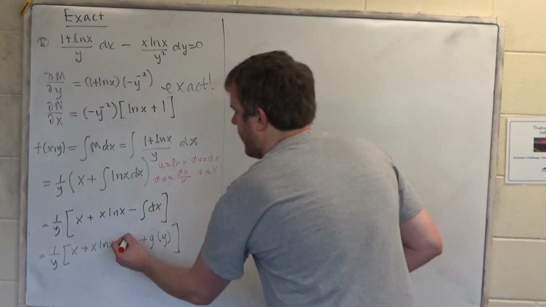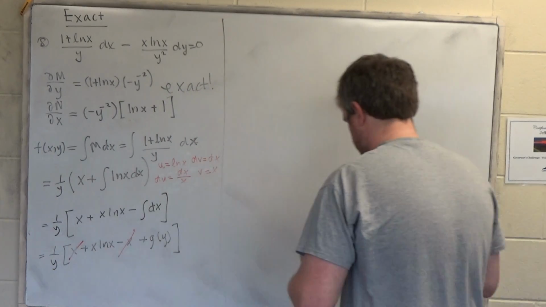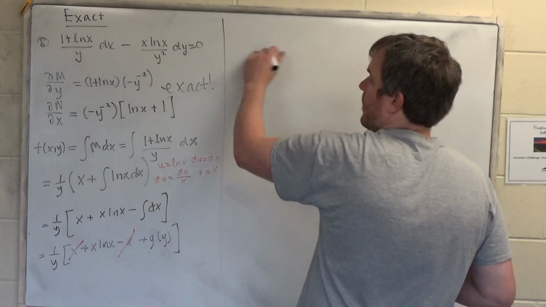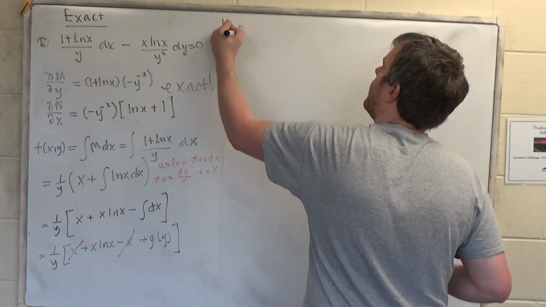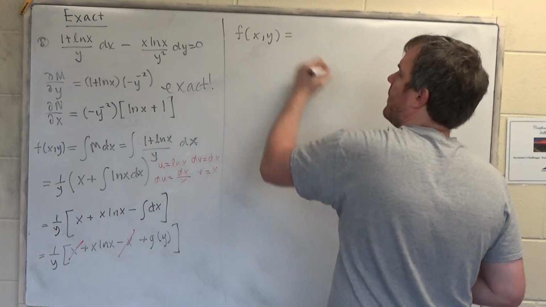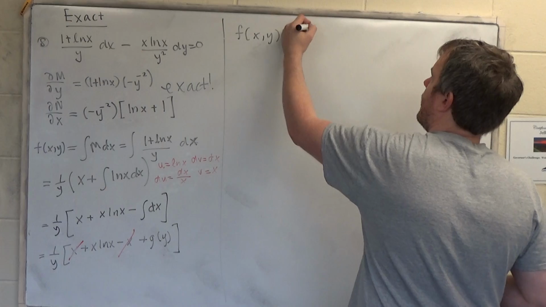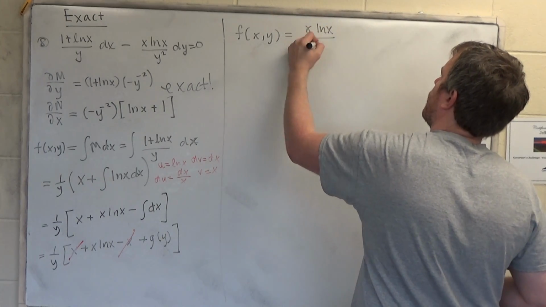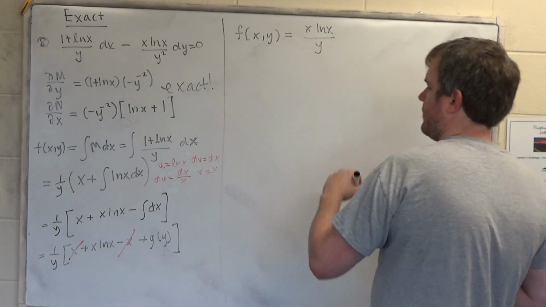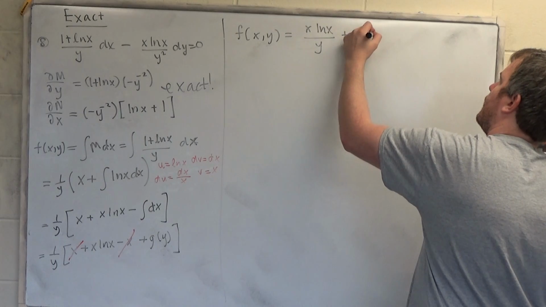Notice I can simplify. Minus x and x cancel. So what I have, I'm going to write up here a little bigger. F of xy is x log x over y plus g of y.